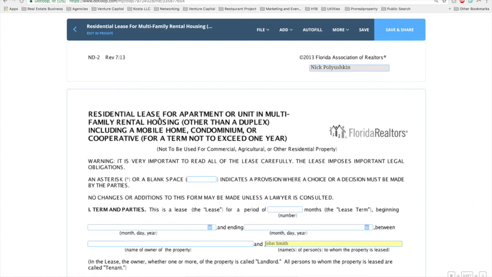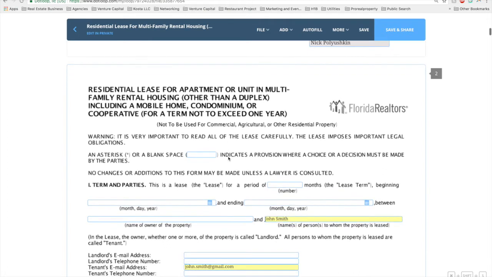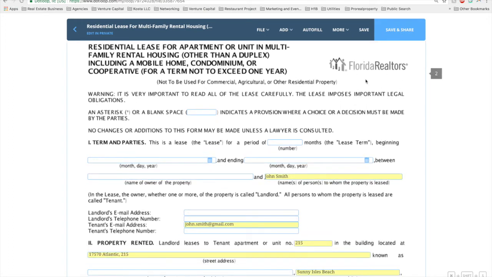Then we're moving forward to the residential lease. It's a full lease agreement for apartment or unit in multi-family rental housing other than a duplex, including a mobile home, condominium, or cooperative, for a term not exceeding 1 year. And we have a term of 1 year. So this agreement fits perfectly for our needs, and it's also created by Florida Association of Realtors and by their legal department. Also, see this note, please. It's not to be used for commercial, agricultural, or other residential property. It's only for these purposes.